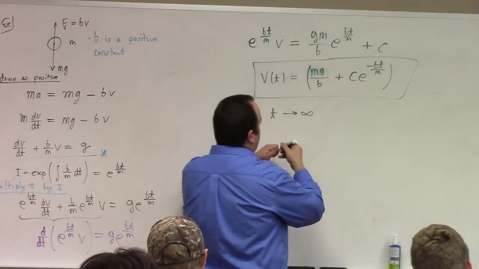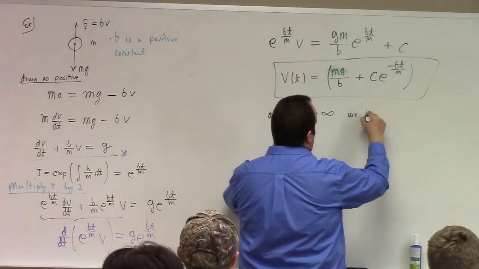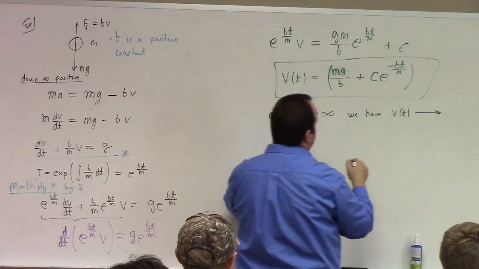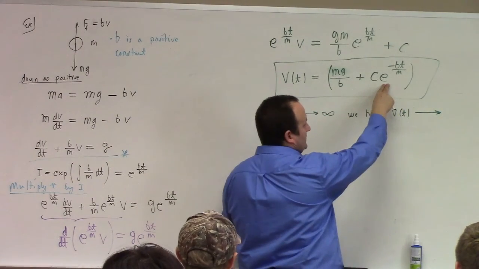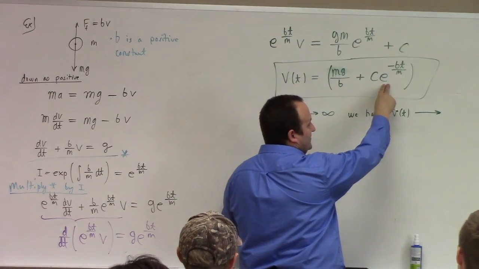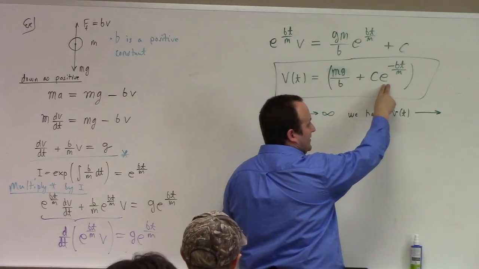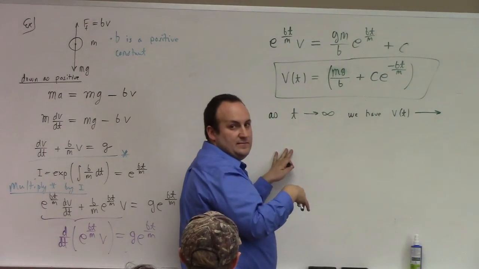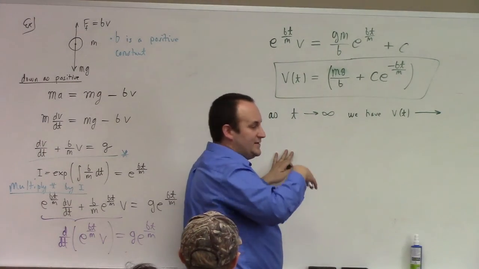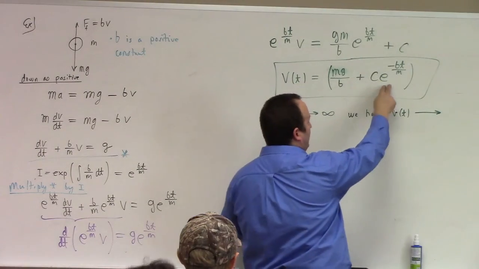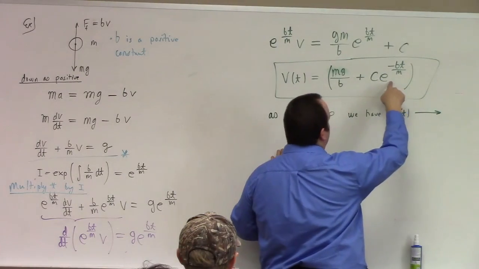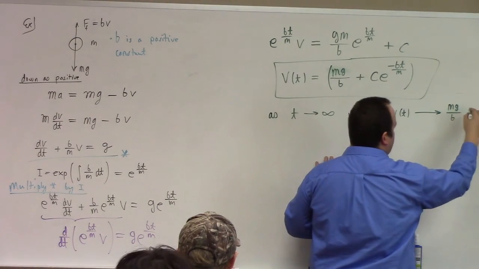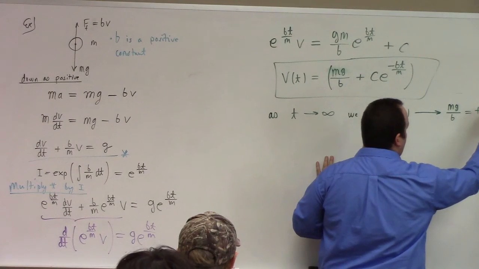But as t goes to infinity here, what do you have? How about this piece? That's e to a negative number times t, like e to the minus infinity. That's getting very, very small. This term is dying, so that's going to 0. This is a constant, so we just get mg over b. This is what's known as the terminal velocity.